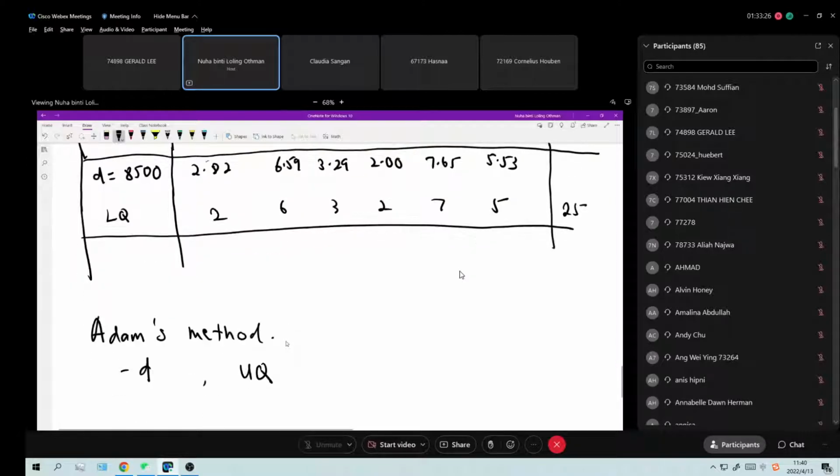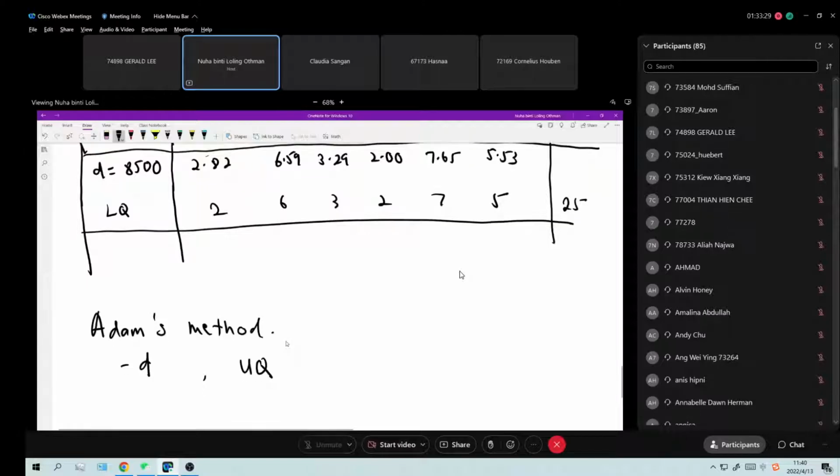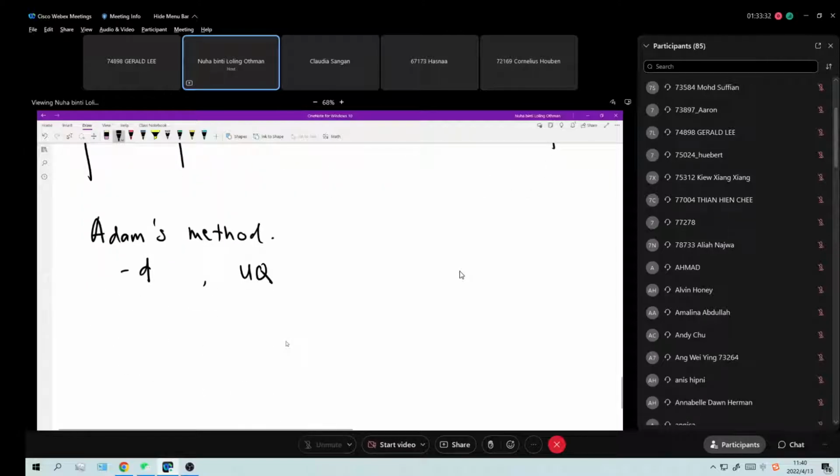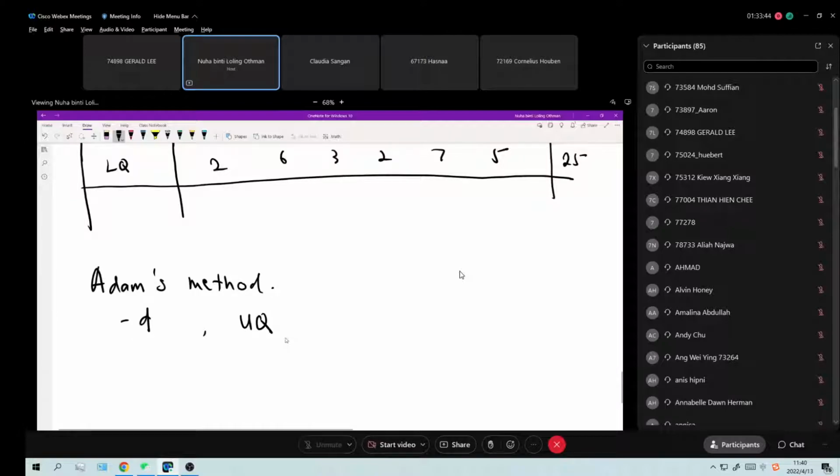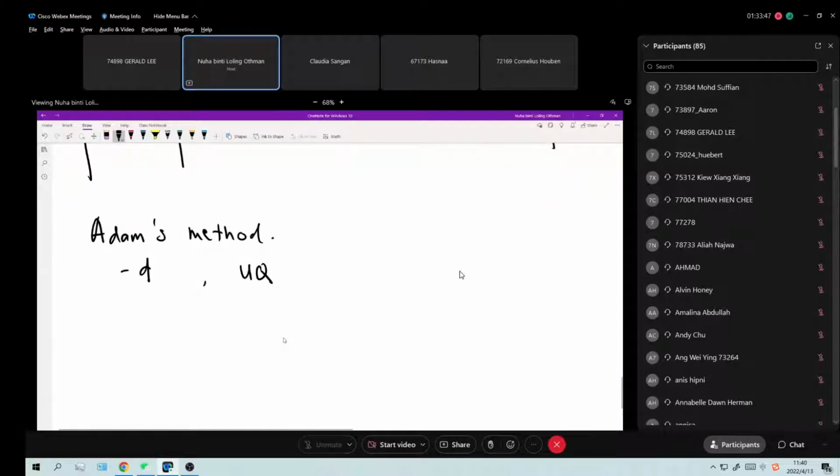Even though this person created the Adams method, there are no countries that implement it. I don't know why. So to guess this D, you need to make sure that D is bigger than SD, the standard divisor.